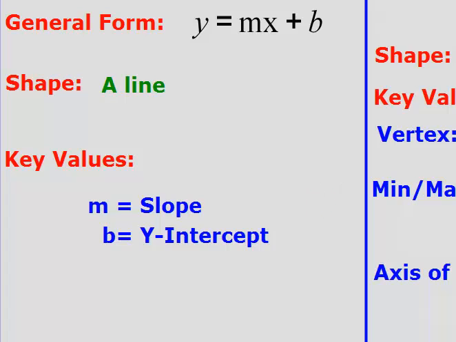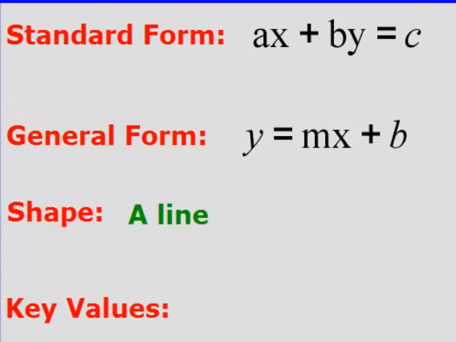Now, real quick, this is considered a first-degree function. What I mean by that is, what's the biggest power on x here? If you look at the standard form, what's the biggest power on x? 1, right? So that's what creates the line.